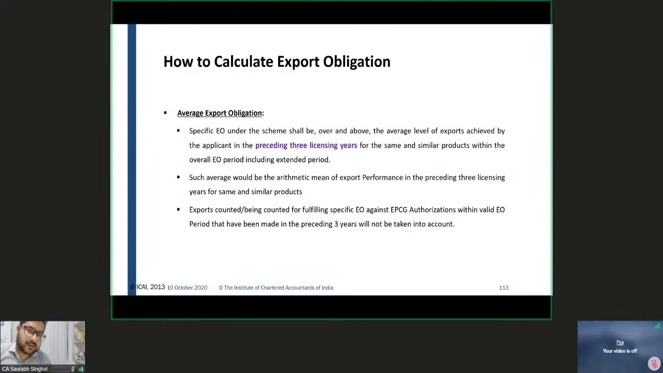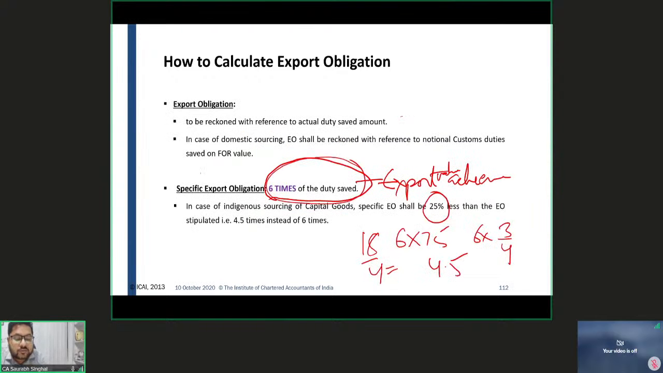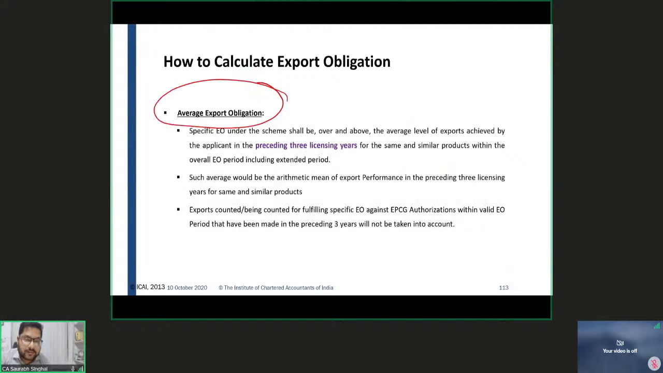How do you satisfy this export obligation? And what is the concept of average export obligation? So in addition to specific export obligations, the 6 times of duty saved is specific export obligation. You also have to satisfy average export obligation. What is it? It says in the preceding 3 financial years in which you have got the license, if you were already making exports of similar products, the average of those exports you made in the preceding 3 financial years should be maintained in the complete export obligation period.